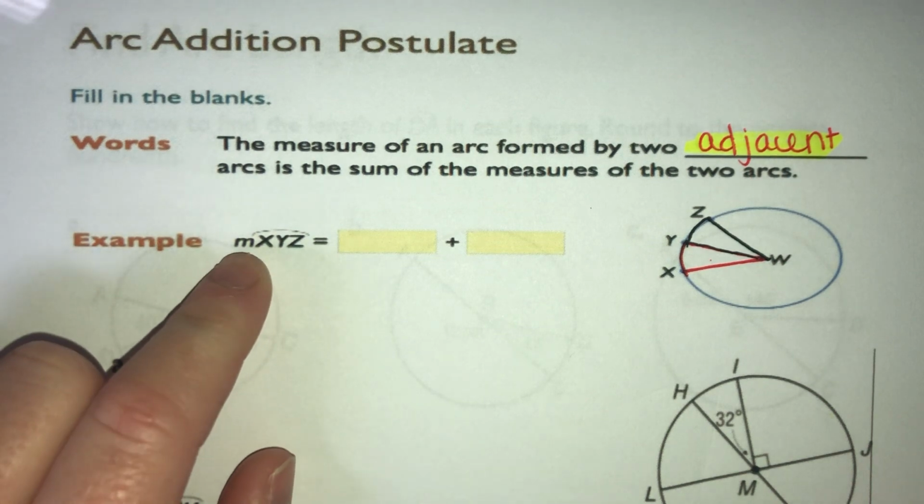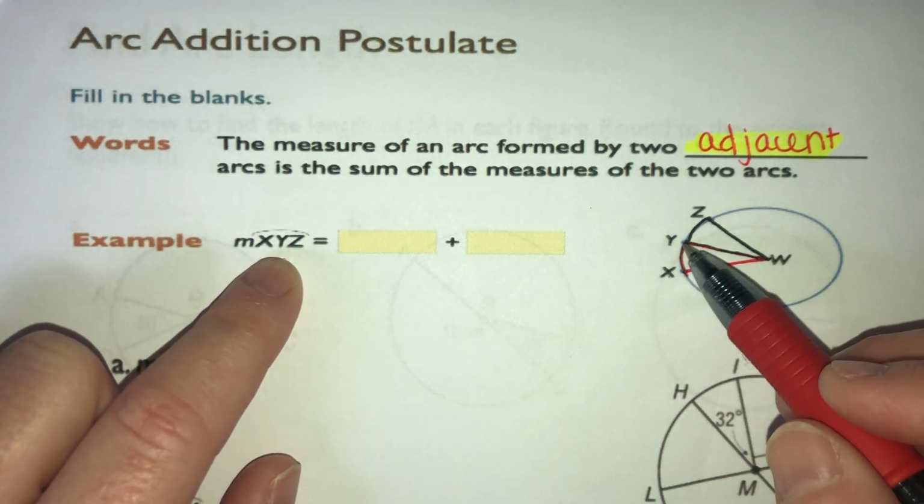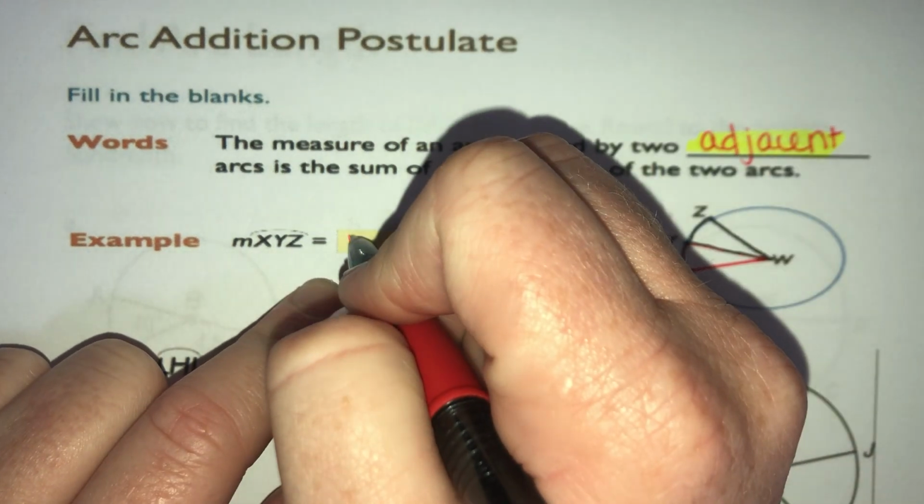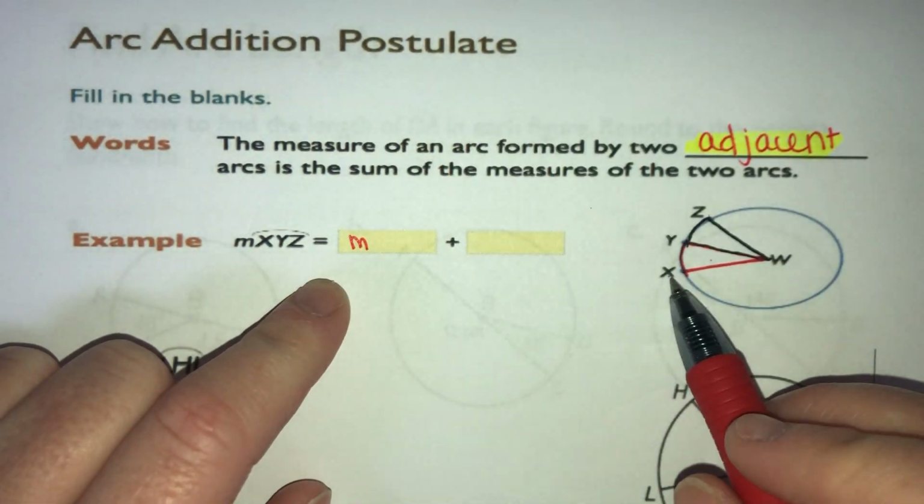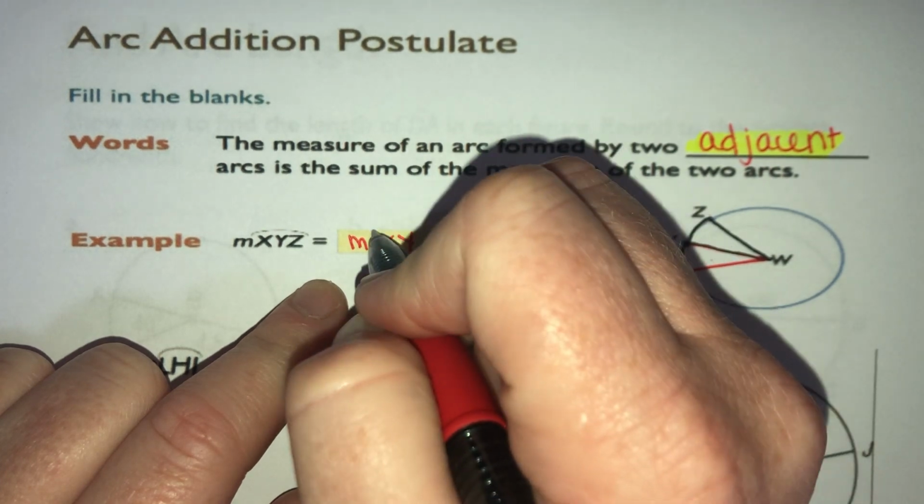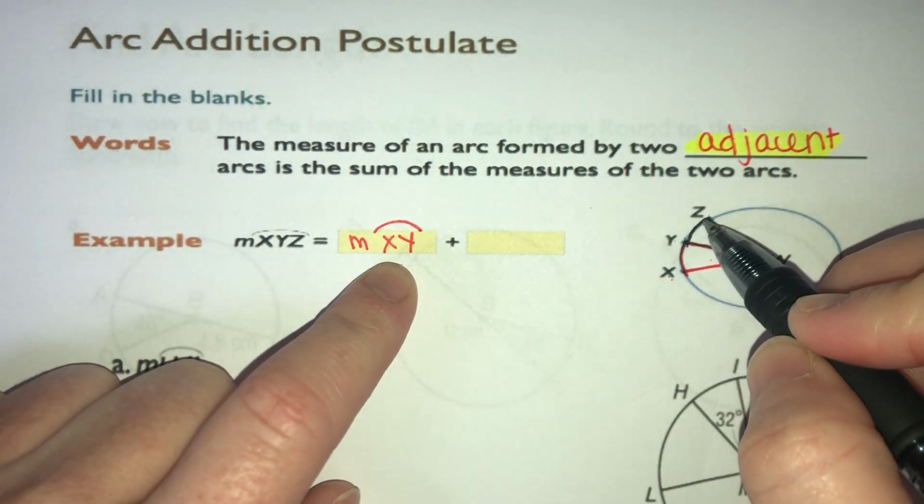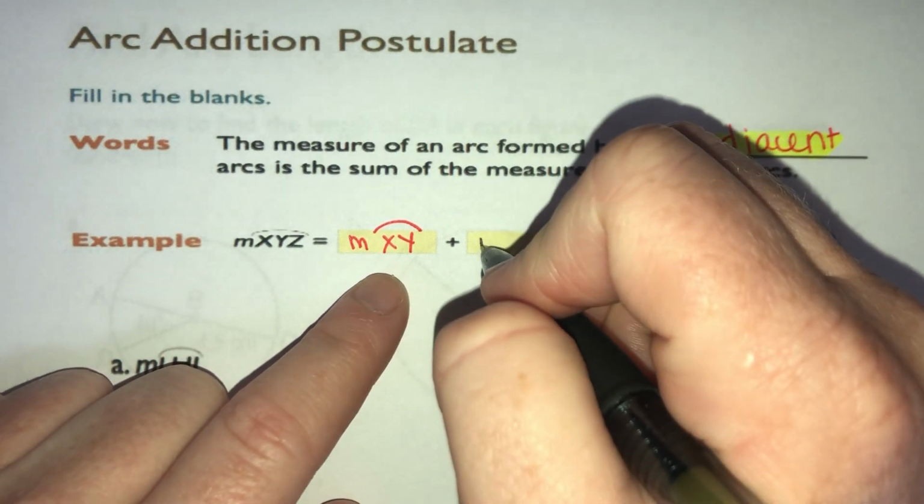So the measure of that full arc is just adding together the two smaller arcs, right? So we're going to say the measure of arc XYZ, X through Y, ending at Z, is the measure of arc XY. When you're talking about an arc, you got to put the little arc over the top, plus the measure of arc YZ.